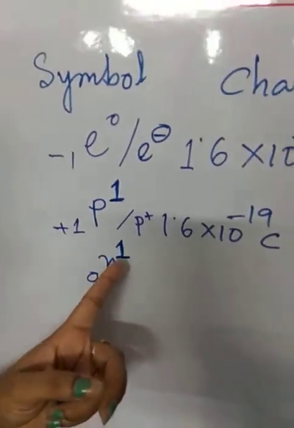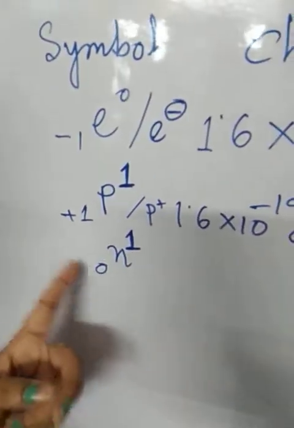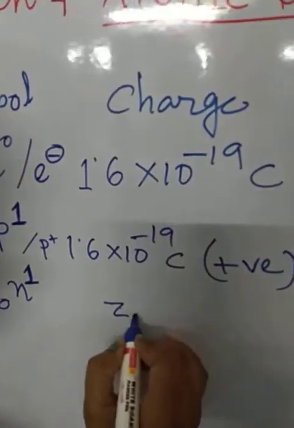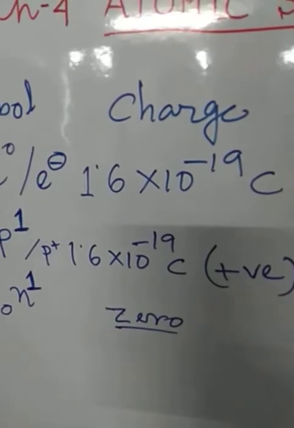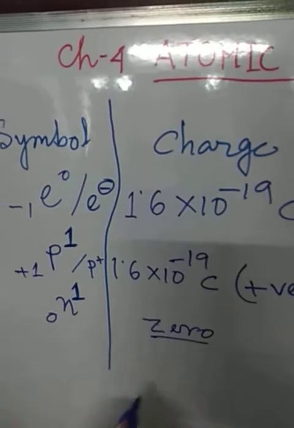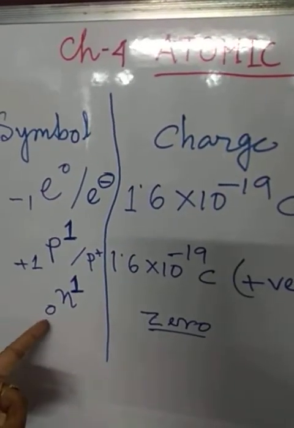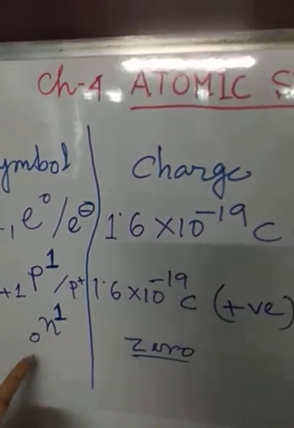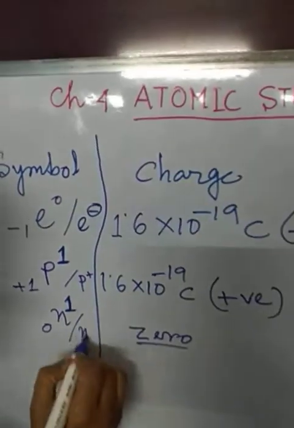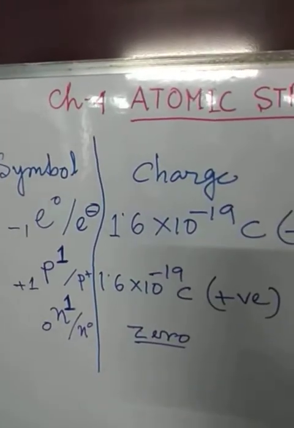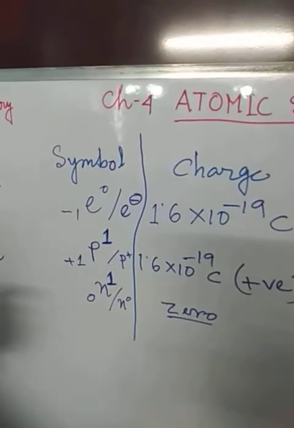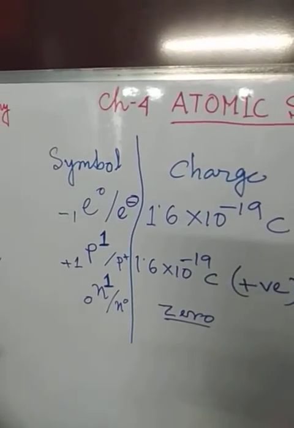1 unit of mass, but as the neutron is neutral, no charge is there, its charge is 0. That's why we write N, 1, 0. This is the notation for the neutron, or we can write it as N0. So these are the representations, charge and mass of the three subatomic particles.